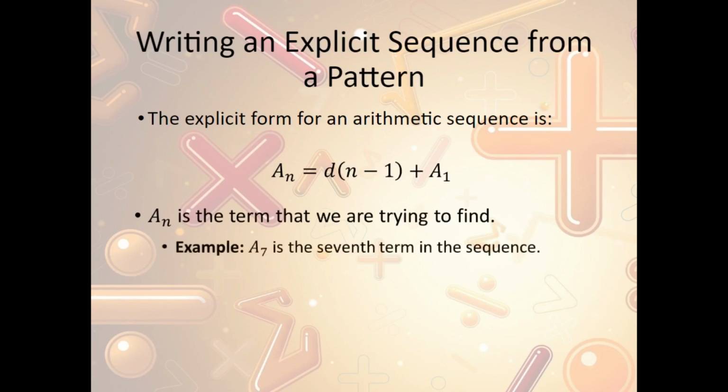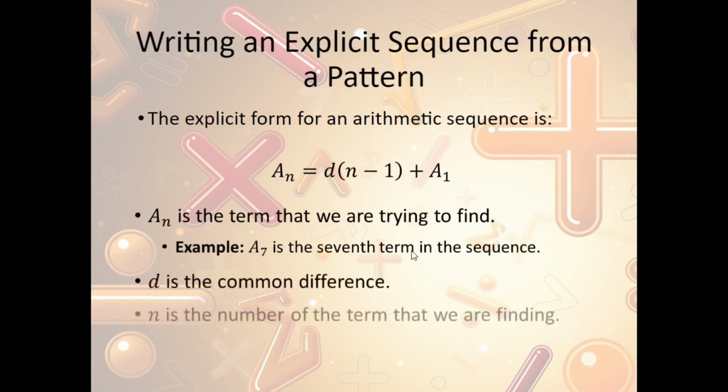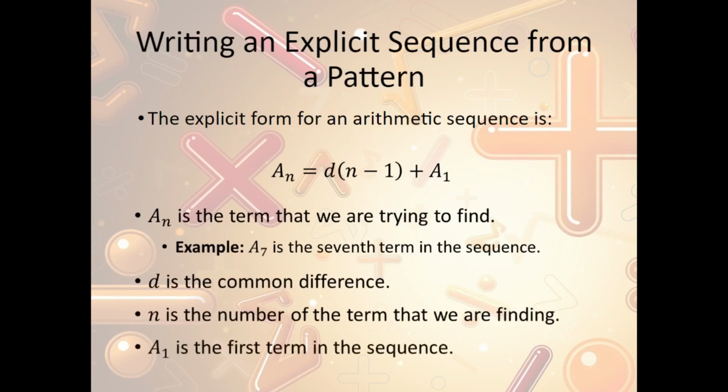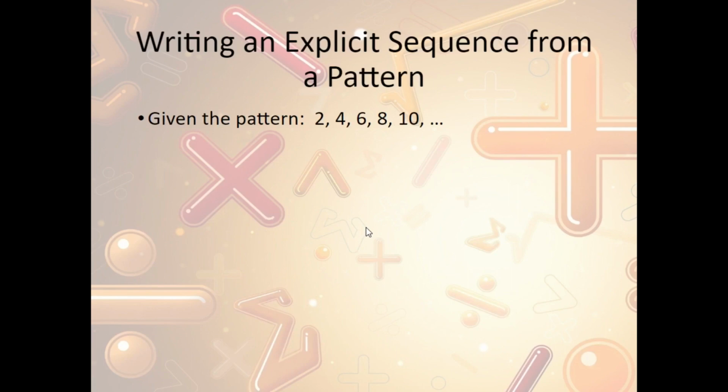So for instance, a7 is the 7th term in the sequence. D is the common difference. N is the number of the term that we're trying to find. And A1 is the first term in the sequence. So let's look at an example.